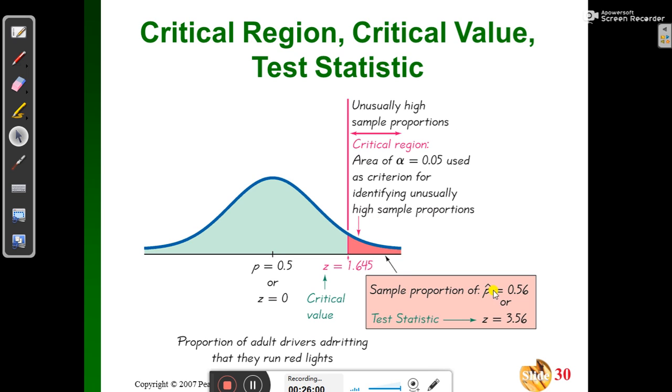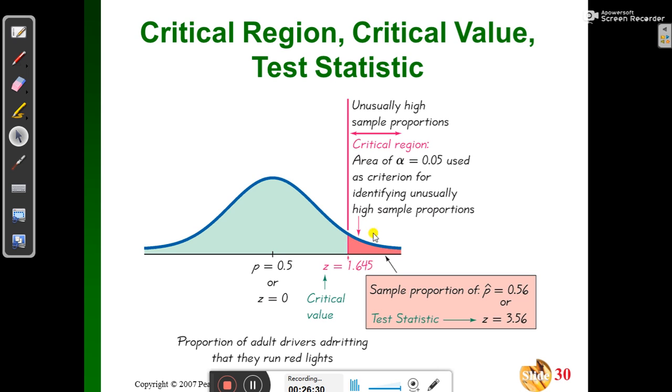So the sample proportion is 0.56, and in that case the test statistic is Z equal to 3.56. Obviously that value lies here. So the proportion of adult drivers admitting that they run red lights is in this area, and here we are taking alpha equal to 0.05, used as a criterion for identifying an unusually high sample proportion. So these are unusual random samples.